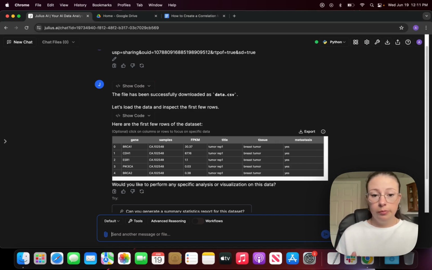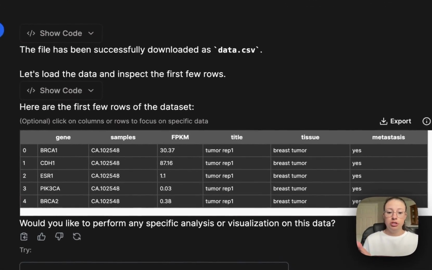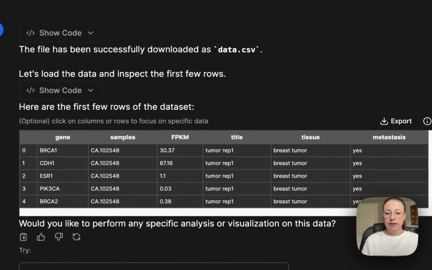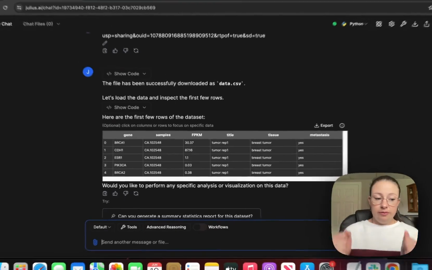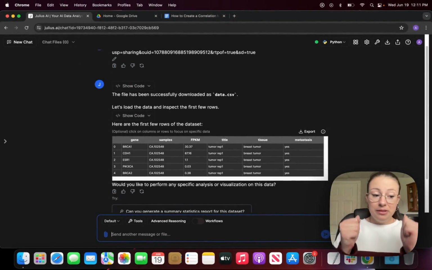So below you can probably already see I have a data set that's in Julius, and it shows gene samples, FPKM, title, tissue, and metastasis. So if you're wondering what FPKM means, it actually means fragments per kilobase per million map fragments.